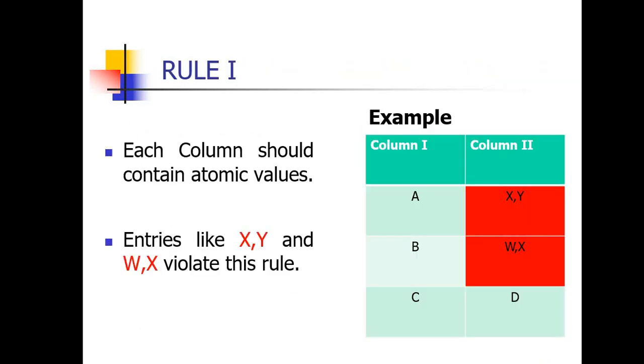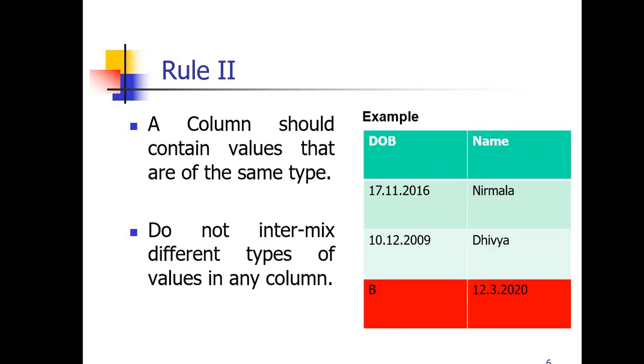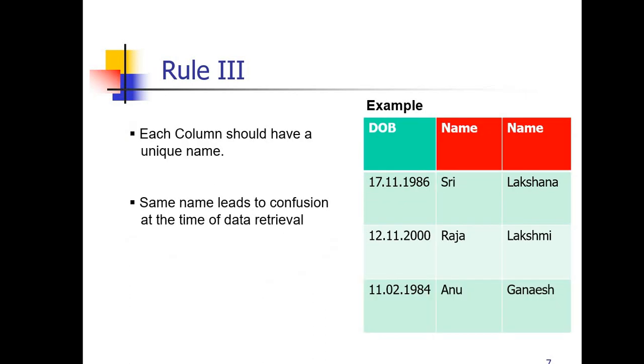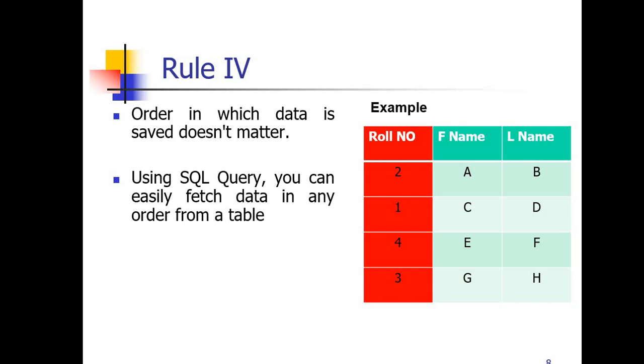Now, are all of you clear on the rules? The first rule is each column should contain atomic values. The second rule is the column should contain values that are of the same type. The third rule is each column should have a unique name. The fourth rule, the order in which data is saved does not matter.